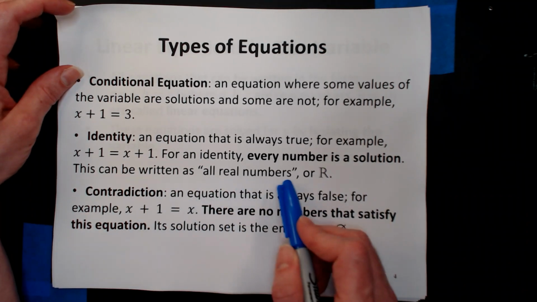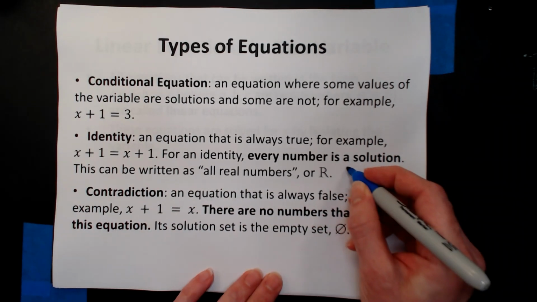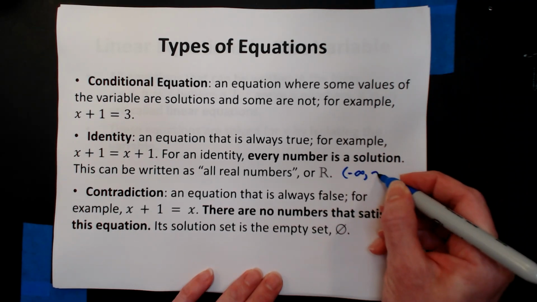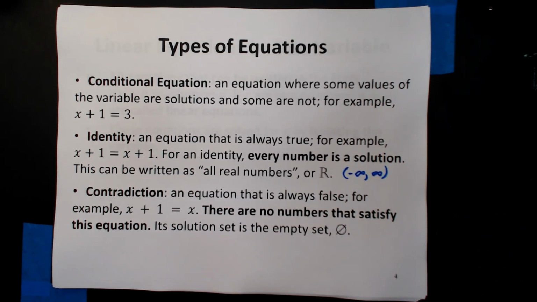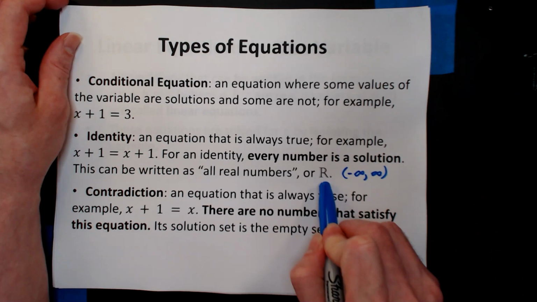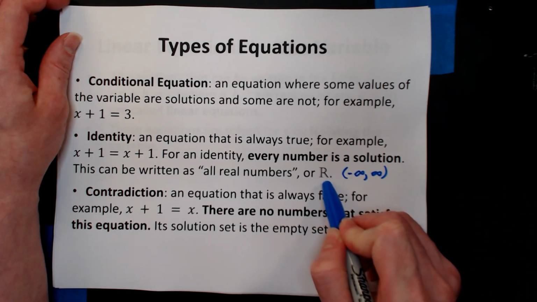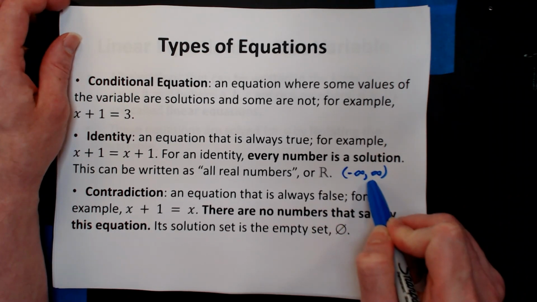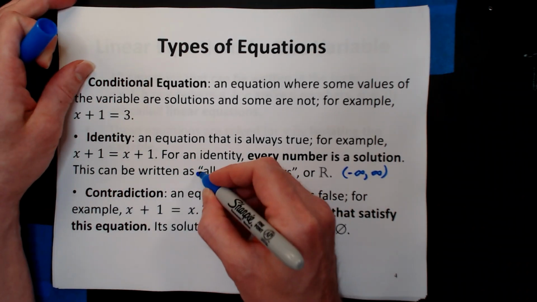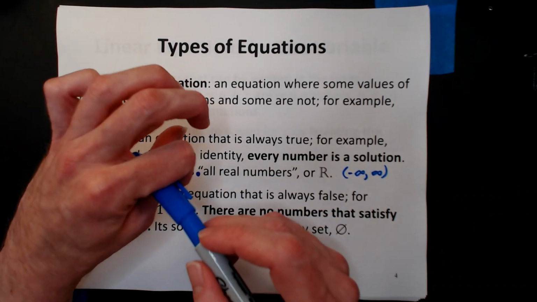This can be written as all real numbers, or double-bar R. And interval notation we'll see in a little while. It can be written as negative infinity to positive infinity as well. Double-bar R is a choice in your solution set on your keypad in Hawks, so you don't have to write it like this. Sometimes they have a radio button that you can click to say all real numbers.